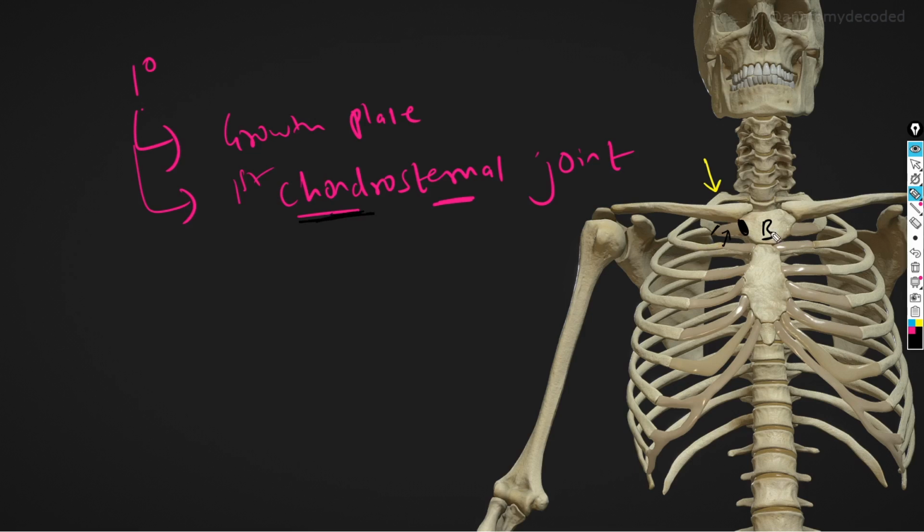Understood? So it's basically this joint. Okay, the joint between the first rib and the sternum. So basically the cartilage element articulates with the sternum. Name of the joint is first chondrosternal joint. Understood?